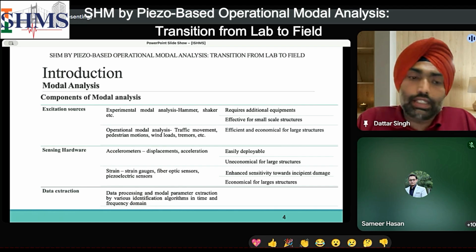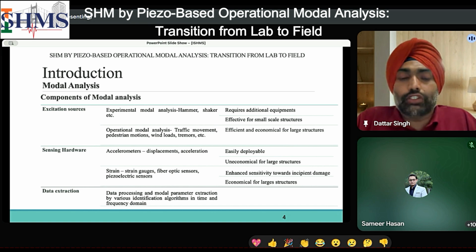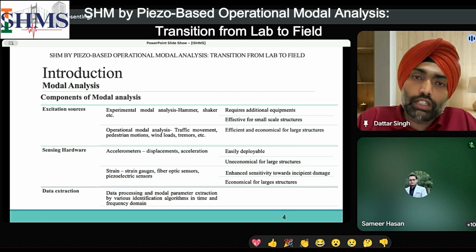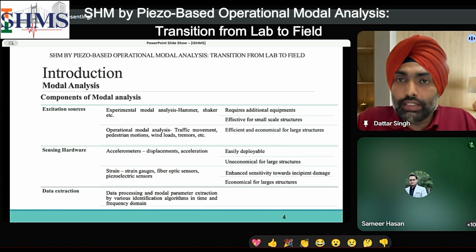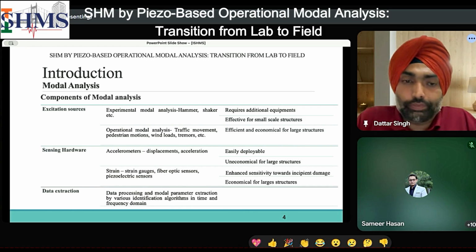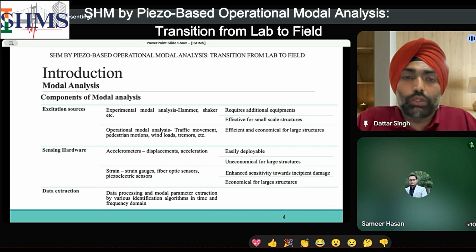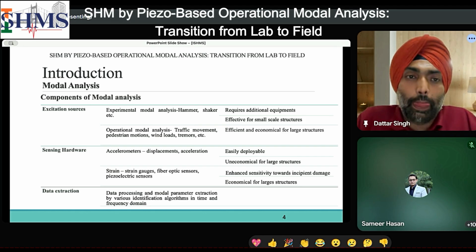And the third part is data analytics, that is data extraction and processing and data discrimination to identify any change in the structure's health, and if a change is there, then where it is and what is the severity of that change, and what are the possible actions to be taken based on the data analytics.